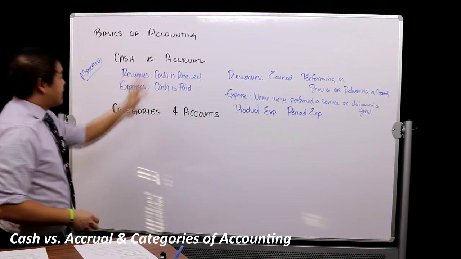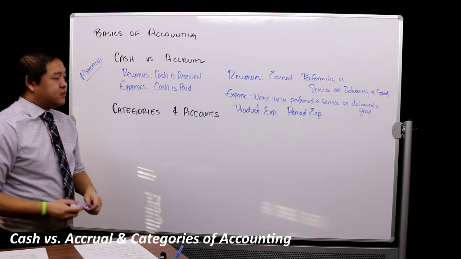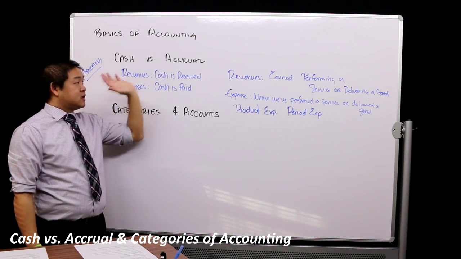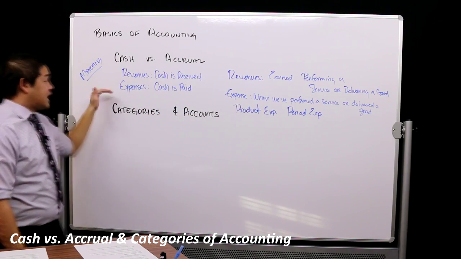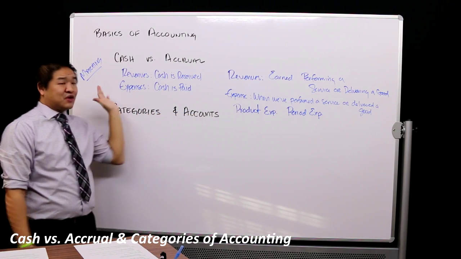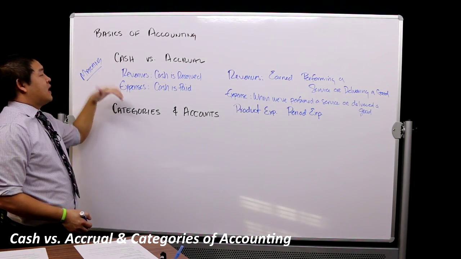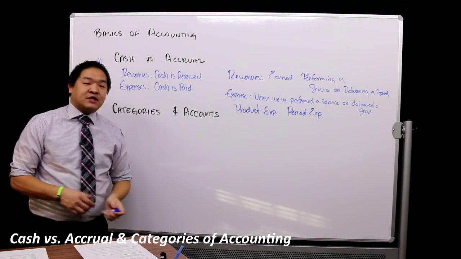So that's cash versus accrual, something that's important. A lot of times in financial accounting, we only typically talk about accrual because cash violates matching principles. We don't really learn it too much. We do talk about cash a lot when we talk about tax returns.